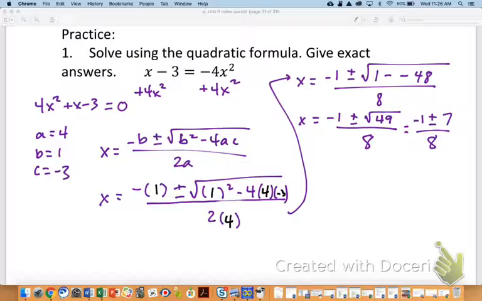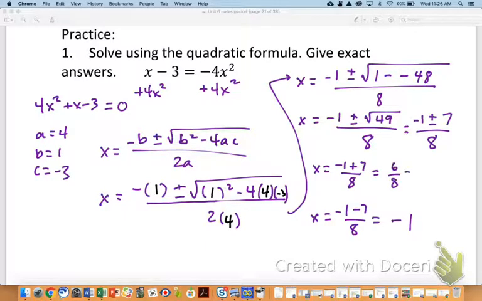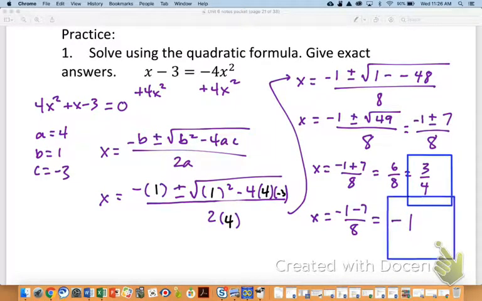And then to finish it all the way off, I would just split it up. I would say x equals negative 1 plus 7 over 8, and x equals negative 1 minus 7 over 8. This gives me negative 8 over 8, which is negative 1. This one gives me 6 over 8, which is the same thing as 3/4. So those would be my two solutions: 3/4 as well as negative 1.